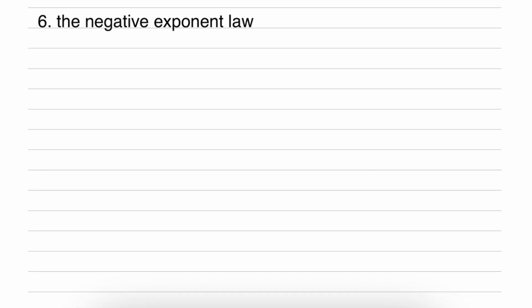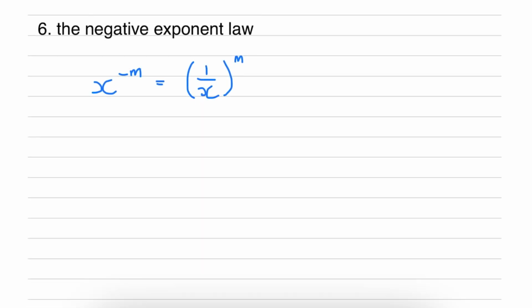Moving on to the negative exponent law. This law states that if you have some number raised to the power of a negative exponent, first, find the reciprocal of that number and then change the exponent to positive. Have a look at these two examples. Here we have 3 to the power of negative 4. The reciprocal of 3 is 1/3.